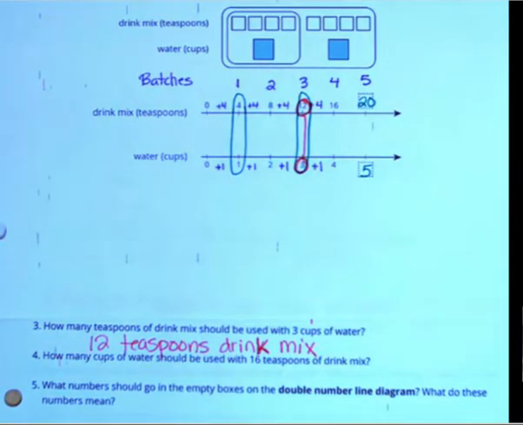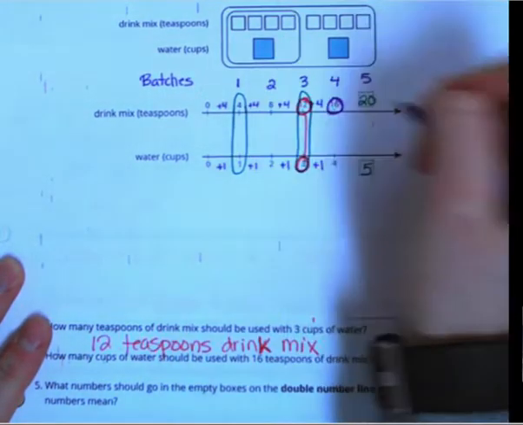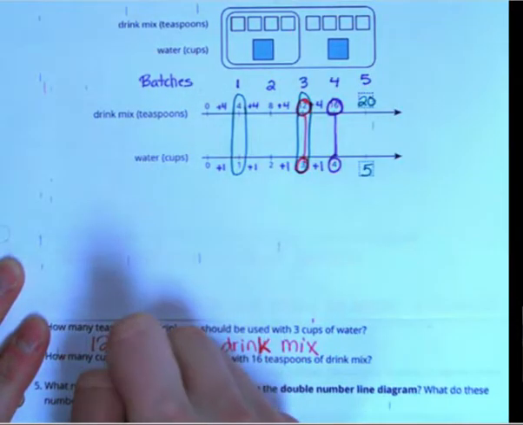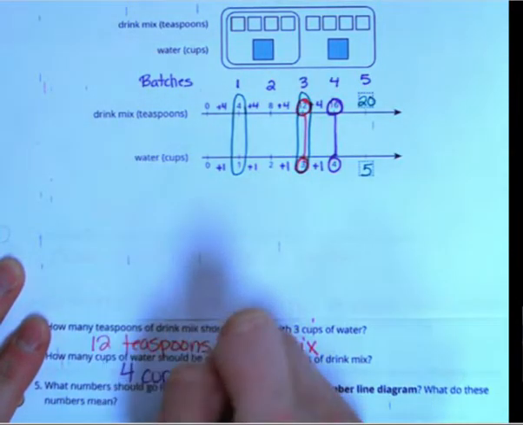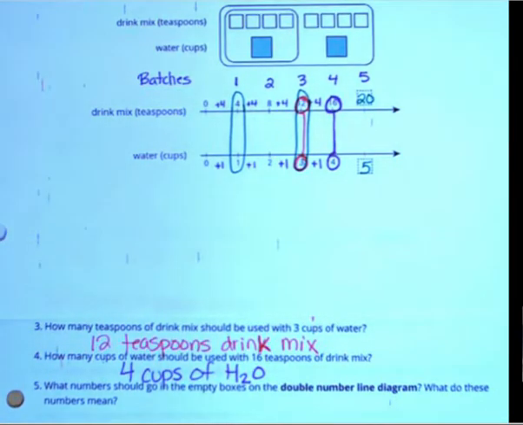Drink mix. Okay, and number 4, how many cups of water should be used with 16 teaspoons of mix? So if we find 16 on our drink mix, this is why labeling your double number line is so important. It matches up with 4, so we would need 4 cups of water. That is if we want our batch to taste the same.